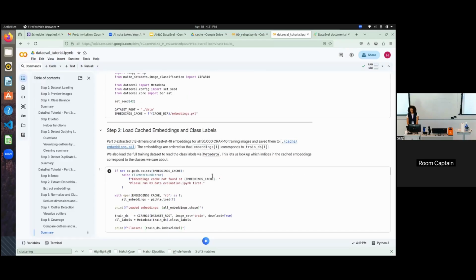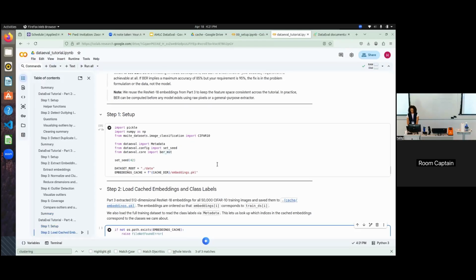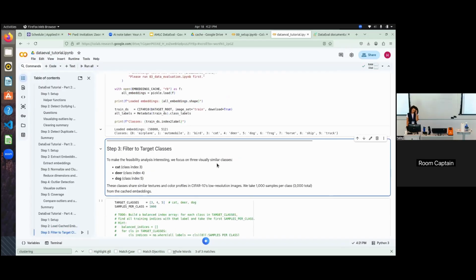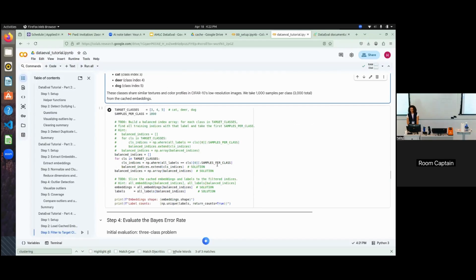Okay. So we're going to be loading the cached embeddings from the previous step. And then, just to make it a little more interesting, we're going to break it down from the 10 classes into 3 that are kind of visually similar. So we're going to be looking at cats, deer, and dogs, just because those are so visually similar, especially in this dataset where everything is visually similar, at least to my eyes.